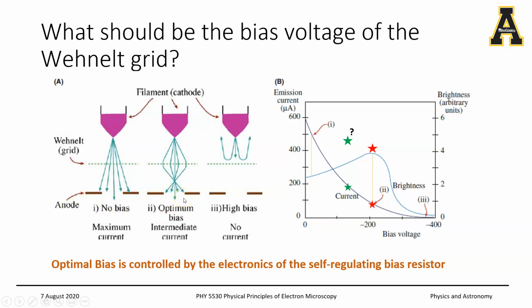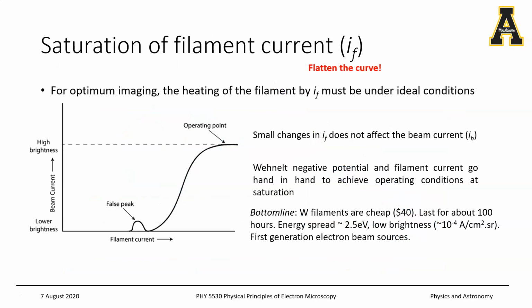So this whole thing is controlled by the electronics itself. The optimal bias is controlled by the electronics of the self-regulating bias resistor. And that's really good, because you don't want to calibrate at different voltages to achieve optimum brightness.